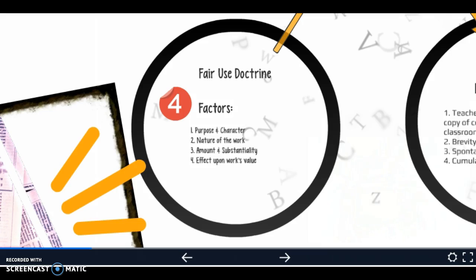There are four factors, and the first one is purpose and character. Basically what they're looking for is to justify how what you're doing is advancing or adding content to what it is that you took from the first place. So they're going to need to see how you can justify that what you used it for advanced your students.